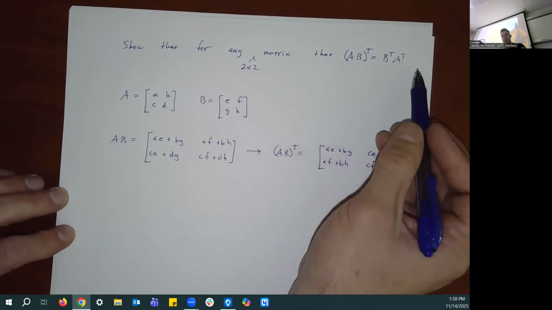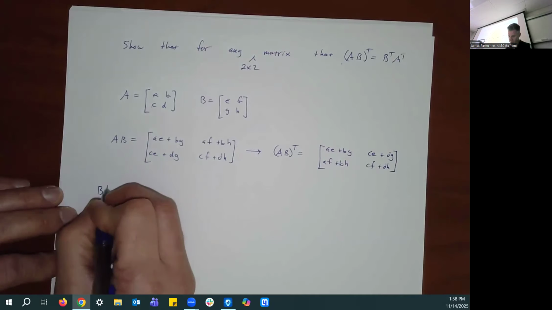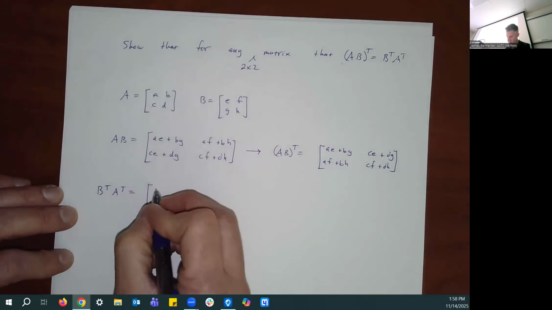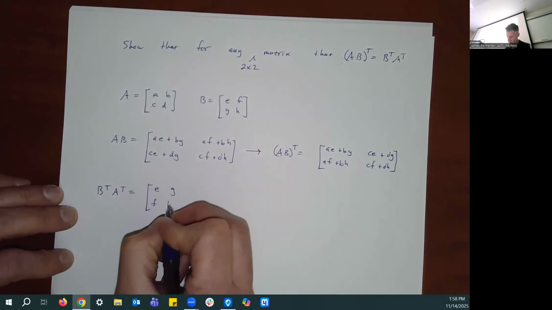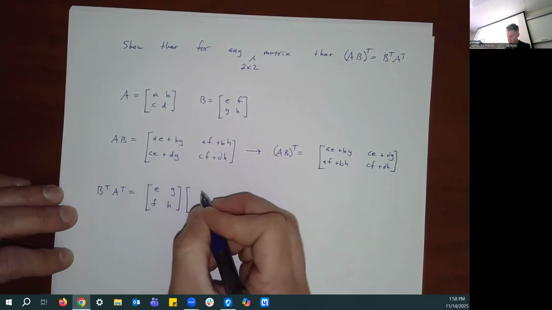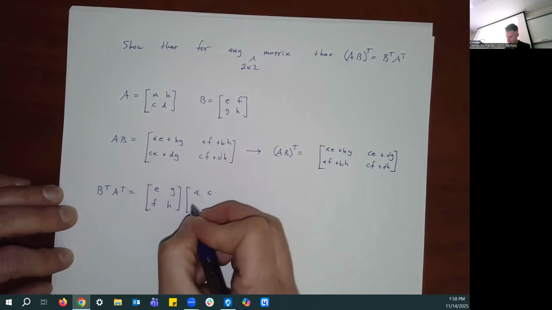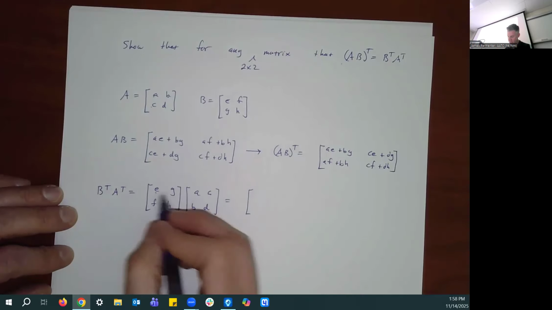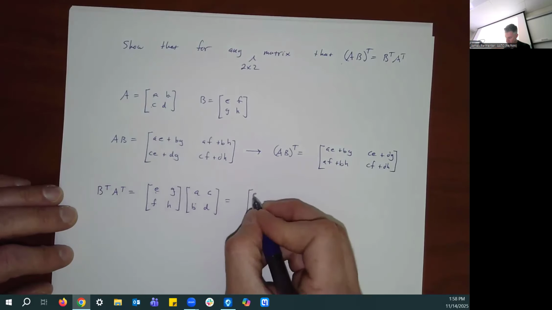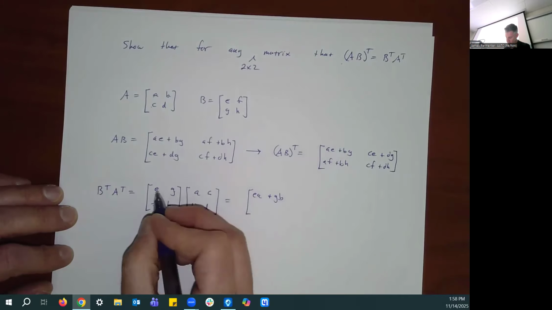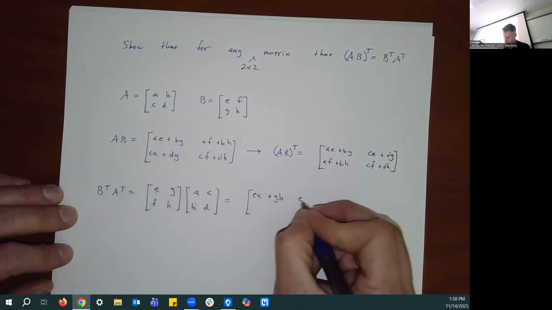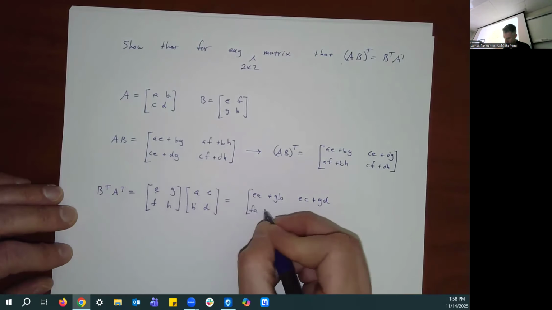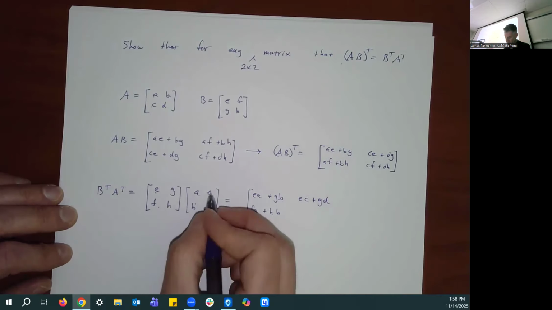Now we're going to calculate the other side. To calculate B transpose times A transpose, well, B transpose is [E, G; F, H], and A transpose is [A, C; B, D]. Now we multiply this out. Let's see what we get. We get E times A plus G times B. We get E times C plus G times D. We get F times A plus H times B. And we get F times C plus H times D.